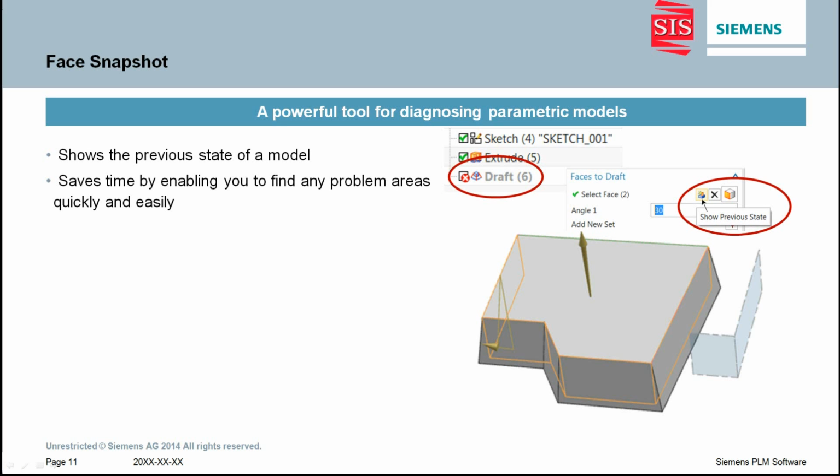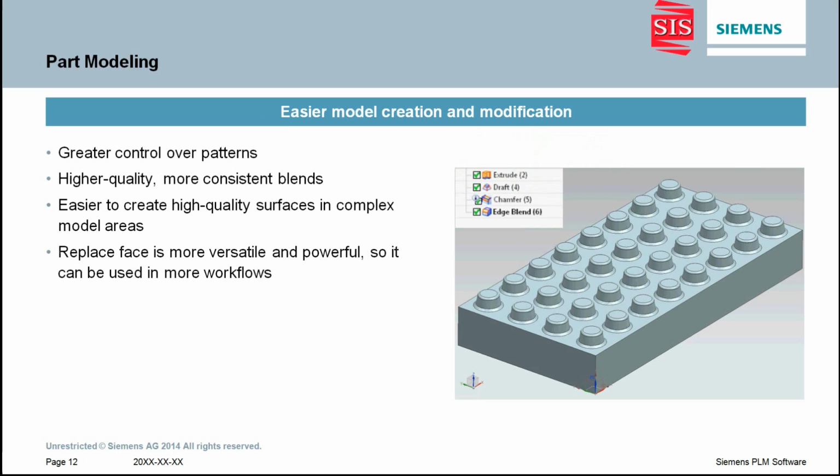Model diagnosis can be a time-consuming task when modifying parametric models. The Face Snapshot command in NX10 is a powerful tool that saves time by showing you the previous state of any face. This makes it much easier to see any problem areas and fix them. Face Snapshot can display the previous state of failed or missing faces during edit. This functionality is consistent with Edge Snapshot and will save time fixing failed or missing inputs and features.